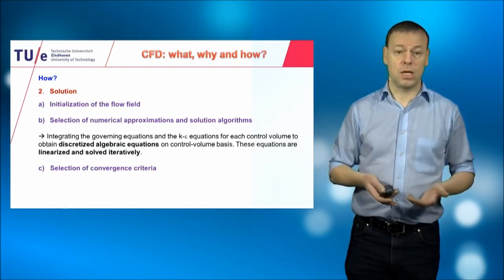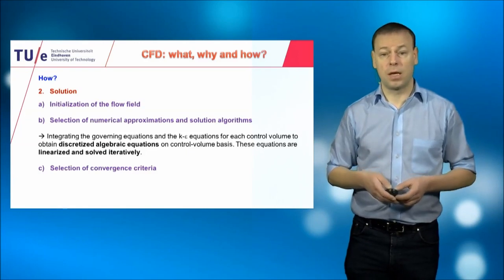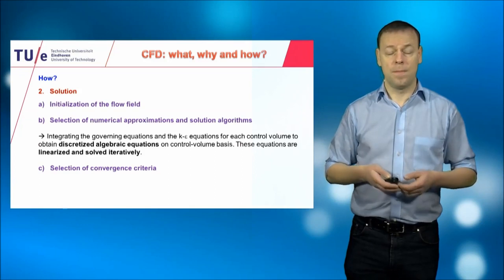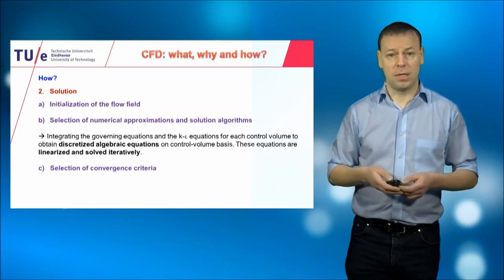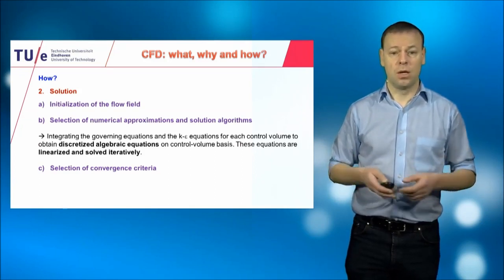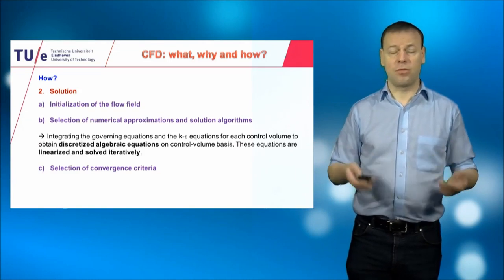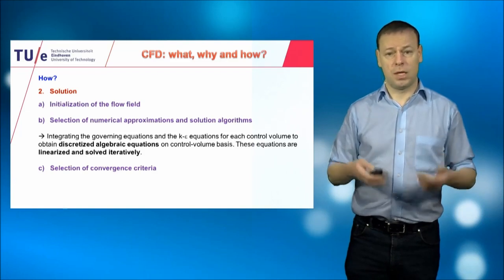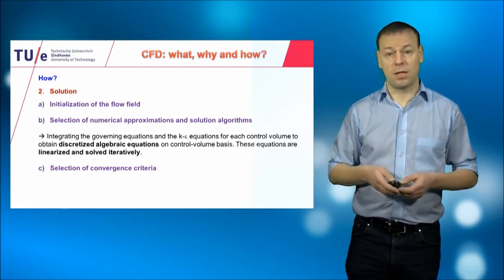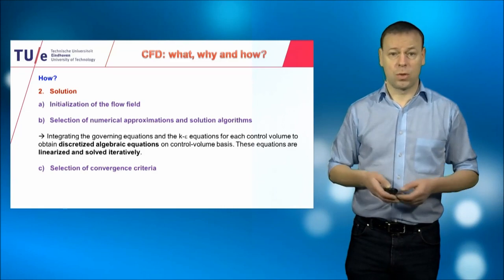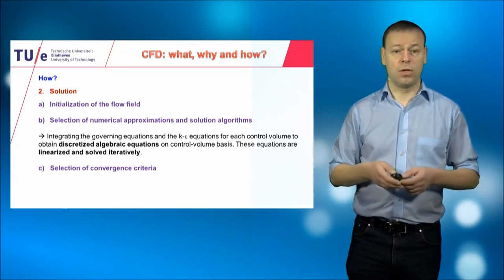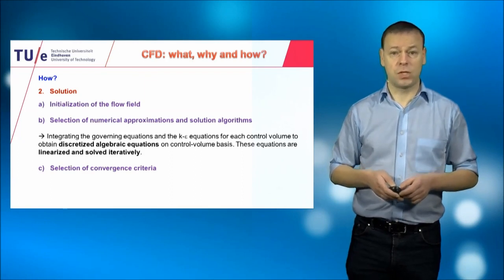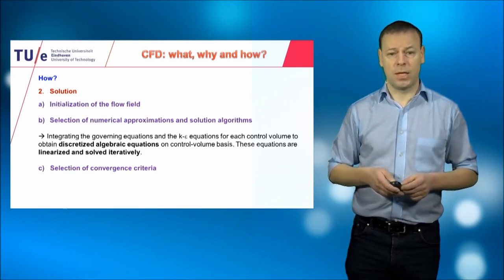We first have to initialize the flow field. Then we select numerical approximations and solution algorithms. This is important because in the control volume method, which is the method we will use here, we integrate the governing equations and also the turbulence model equations for every control volume. That way we arrive at discretized algebraic forms, and those we solve iteratively for every control volume. Then, of course, we also have to select convergence criteria. Also there we have to be very careful.